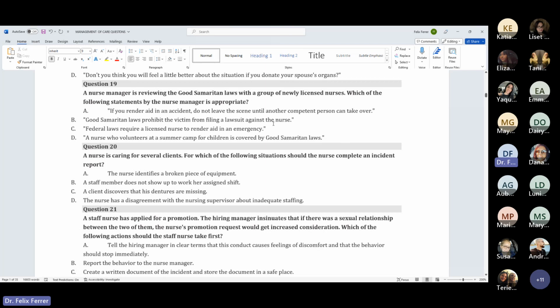19. This is a nurse manager reviewing the Good Samaritan law with a group of newly licensed nurses. Which of the following statements by the nurse manager is appropriate? A. It's A, because the only time you stop rendering aid at an accident is when rescue, for example, arrives at the place and another competent person takes over.